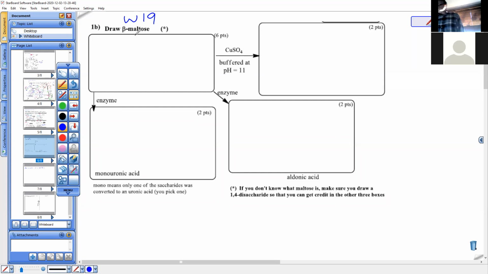And I want you to draw the beta version of maltose. So what do you have to remember about maltose? That's the one with 2 glucoses. Digestible version with 2 glucoses. So the glucoses are alpha 1,4. And here's how I remember.